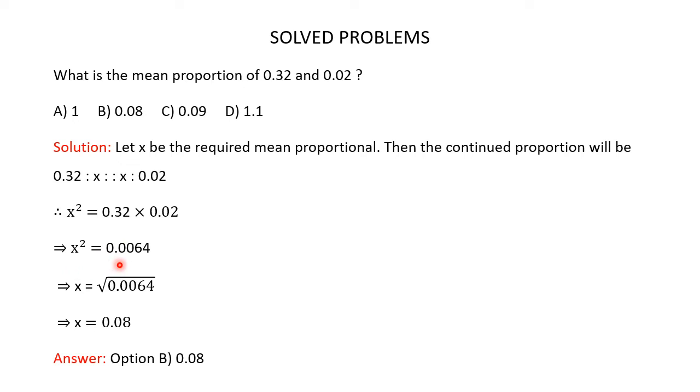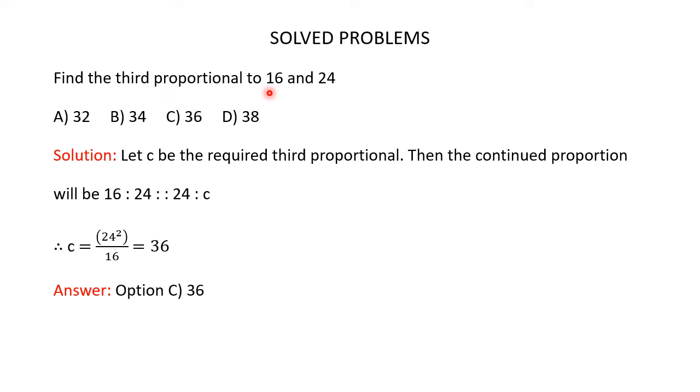So x squared is equal to 0.0064. So x will be equal to the square root of 0.0064, which is 0.08. So x is equal to 0.08. The correct answer is option B, 0.08.